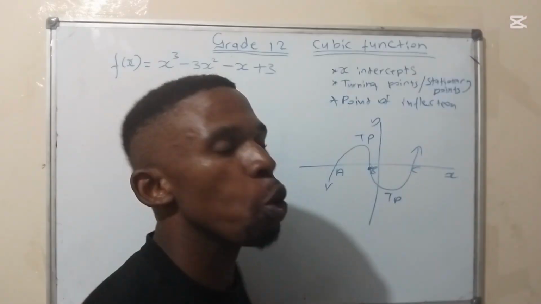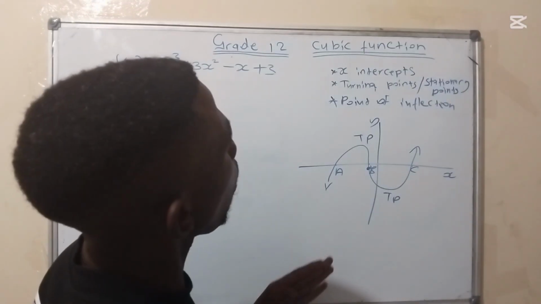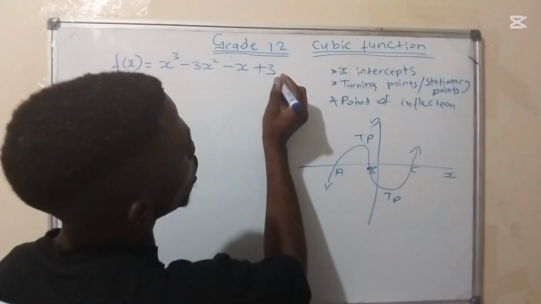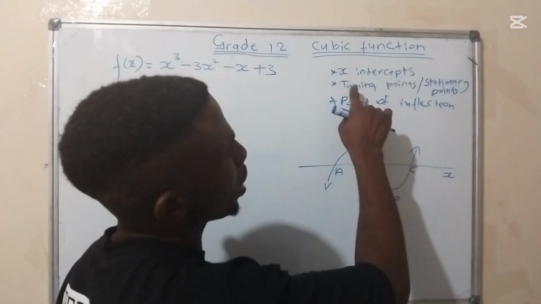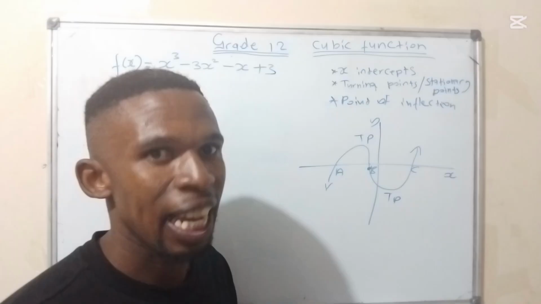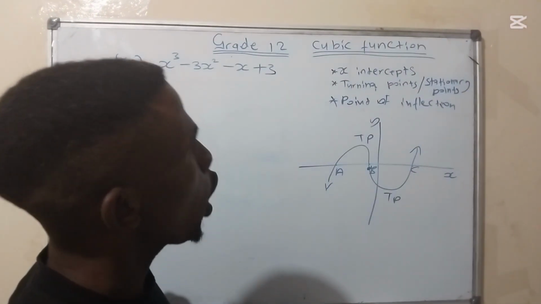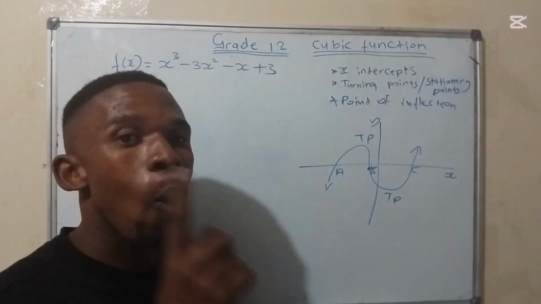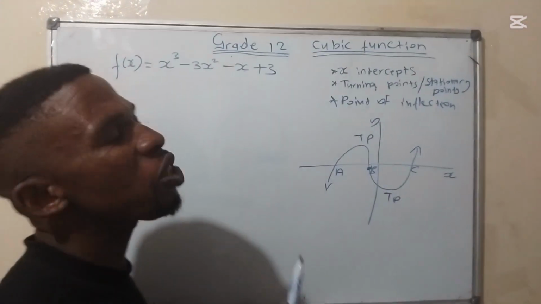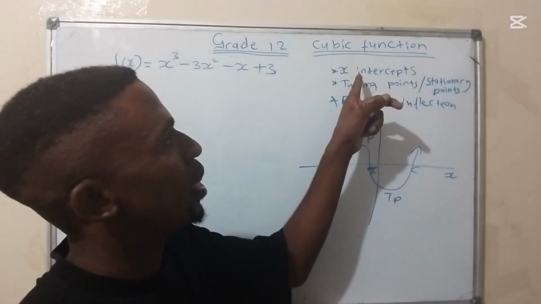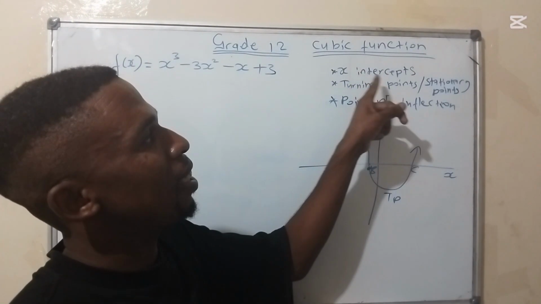Then, in order for you to determine the x-intercepts or to find the coordinates of A, B, and C, because those are the x-intercepts, you need to know how to apply a method called long division. We are going to apply long division to determine the x-intercepts. In order for you to apply long division, you need to know at least one of the factors of x for this function.